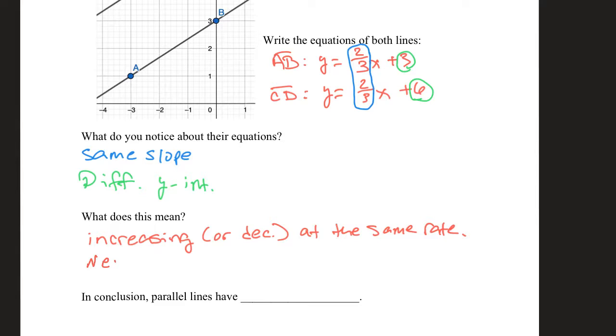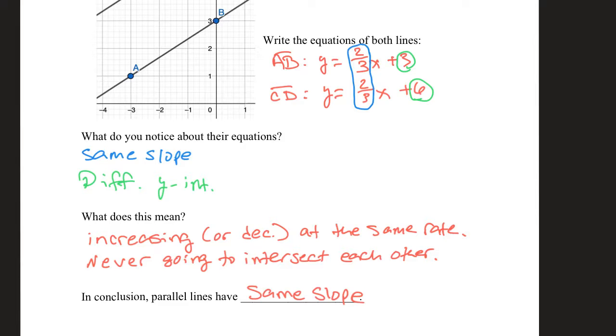So they are never going to intersect each other. So therefore, we have two coplanar lines that will never intersect each other. So therefore, they are parallel. So in conclusion, parallel lines have, what do we look for? They have the same slope. That's the key we're looking for, same slope.